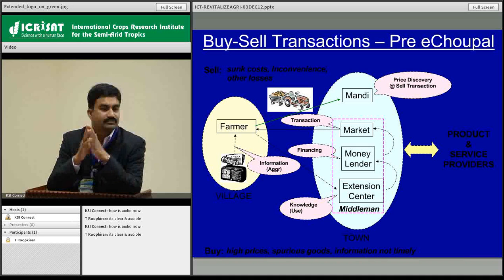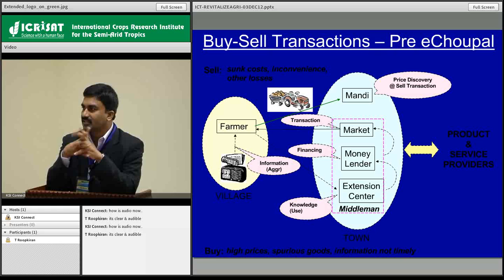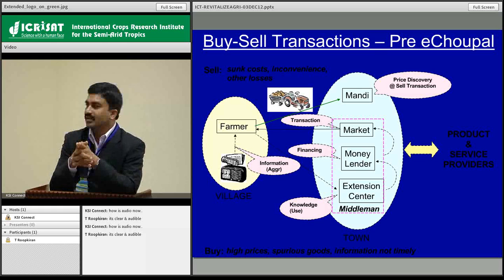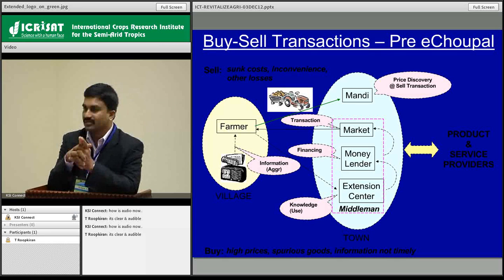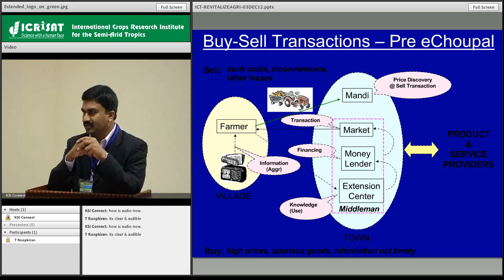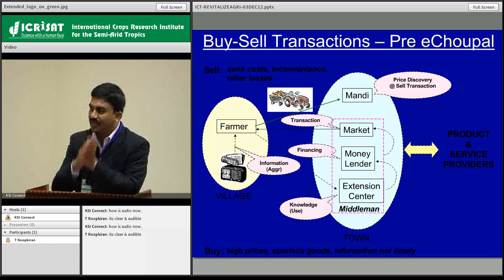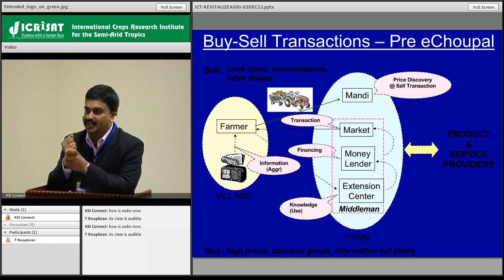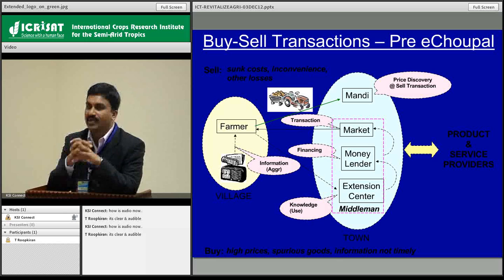So with eChoupal, the two main transactions which farmers do were like this. While buying inputs, he is dependent on the input dealer for both information as well as transaction. The information and the transaction of buying were bundled. That's where there is a disproportionate negotiating power between the buyer and the seller, the buyer being the farmer and the seller being the input dealer. On the other side, when he goes to sell his produce, again information and transaction are bundled by the commodity trader who buys the produce from the farmer.